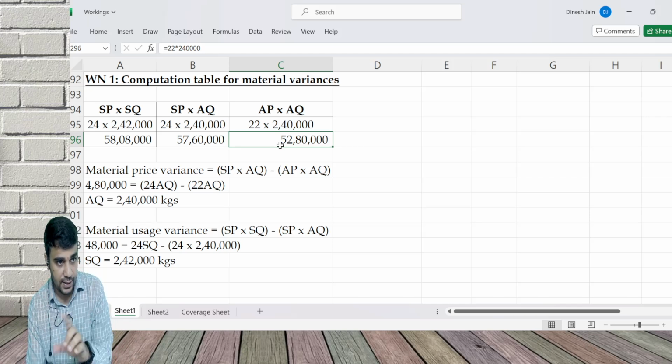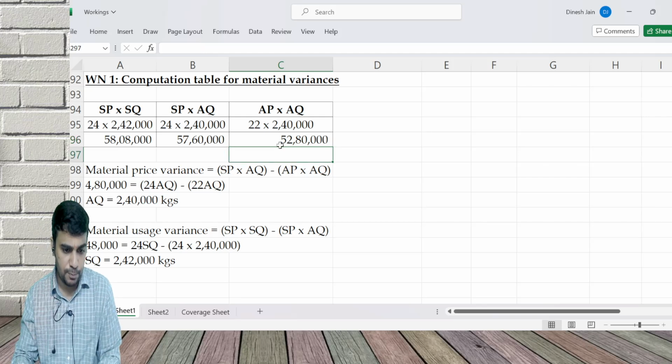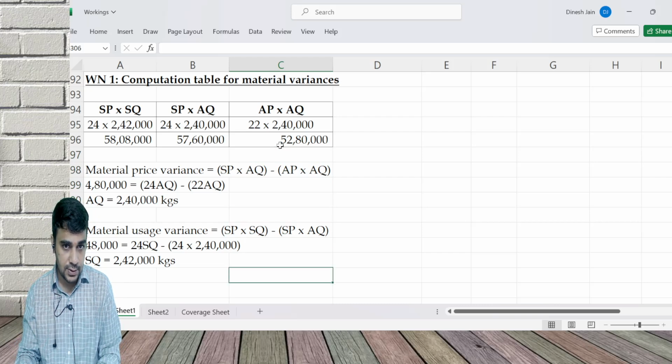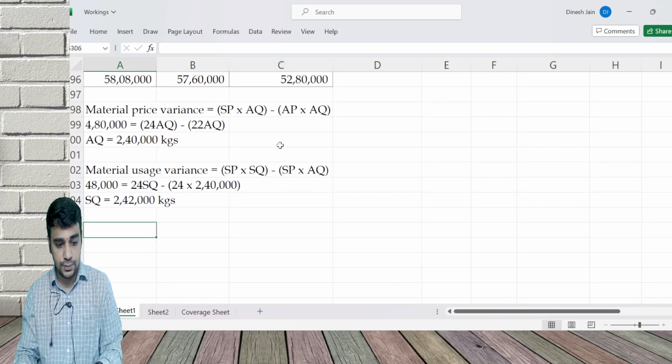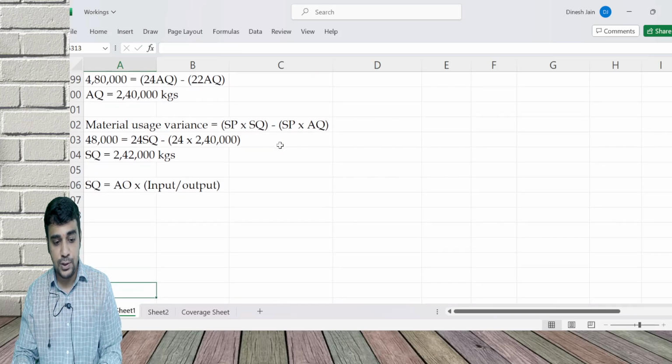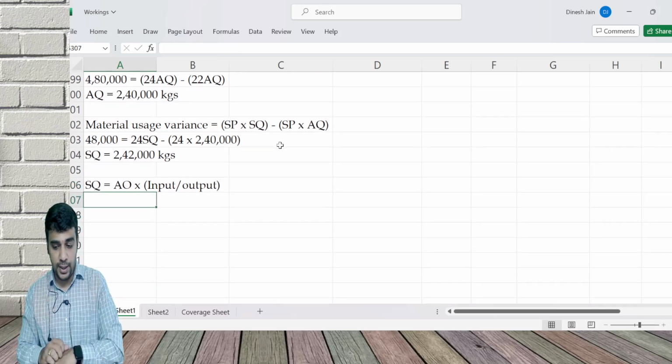Because when I do labor variance, if I want SH, 1 unit is equal to so many hours, SH is equal to AO. AO will be needed. So let's get the AO part also. So next point, any doubts till this? Any doubts on this? Can you proceed? Now write SQ is equal to actual output into input by output. SQ equal to AO into input by output.